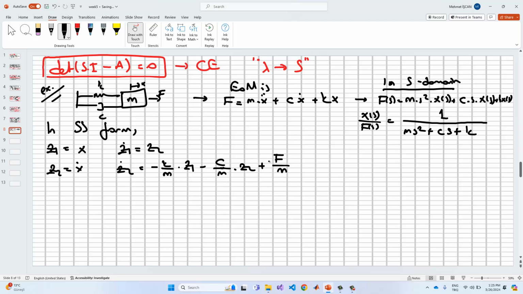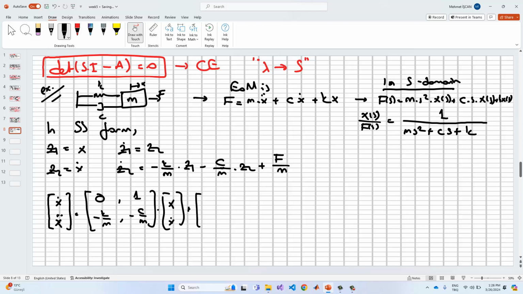Okay, so our state space form is equal to the what? The x dot dot, which is equal to the what? The matrix 0 and 1, and minus k divided by m, minus c divided by m, times x dot, plus 0 and 1 divided by m times f, right? This is the state space form of this term.